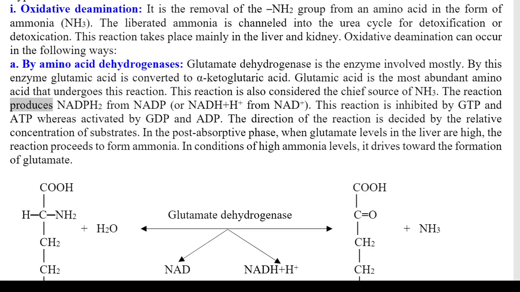The reaction produces NADPH2 from NADP, or NADH plus H plus from NAD+. This reaction is inhibited by GTP and ATP whereas activated by GDP and ADP. The direction of the reaction is decided by the relative concentration of substrates. In the post-absorptive phase, when glutamate levels in the liver are high, the reaction proceeds to form ammonia. In conditions of high ammonia levels, it drives toward the formation of glutamate.